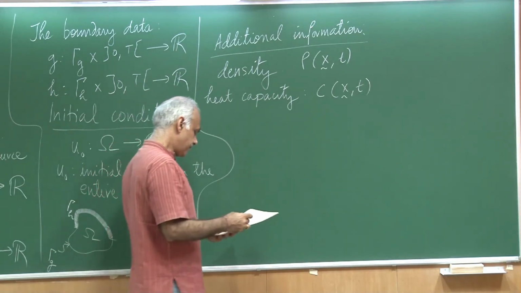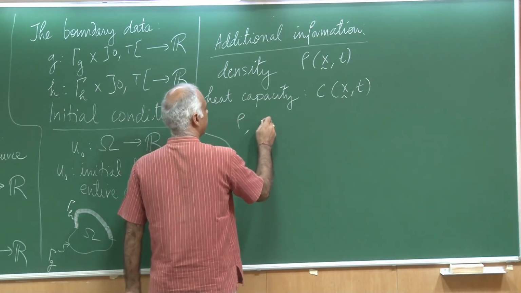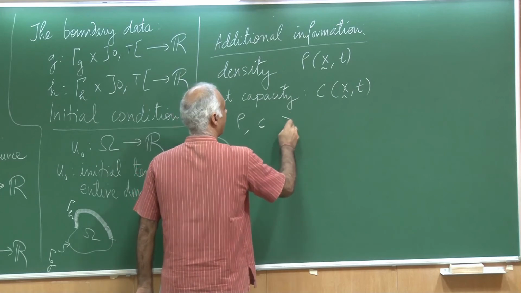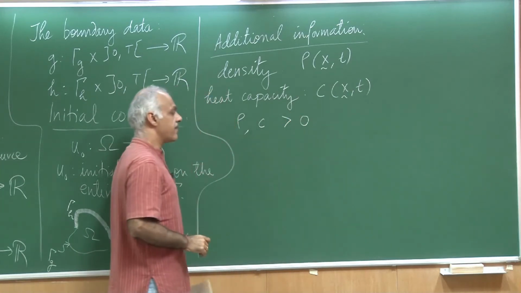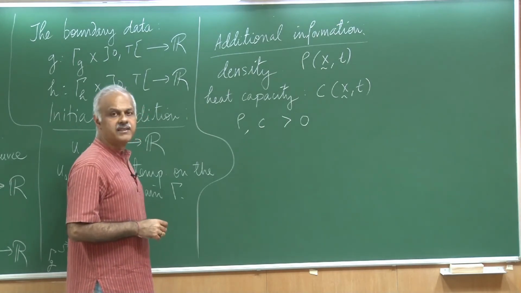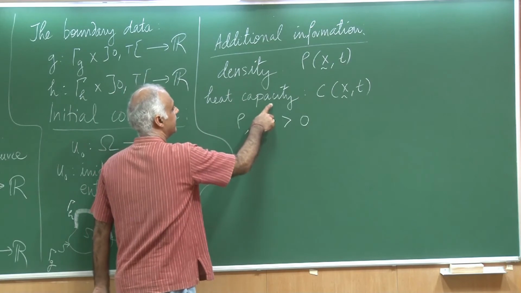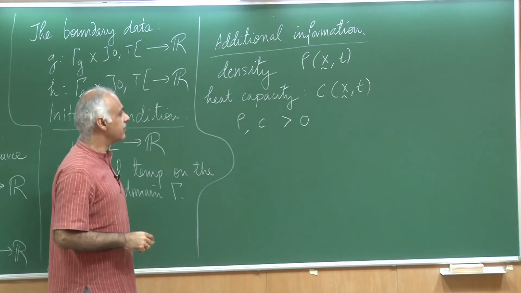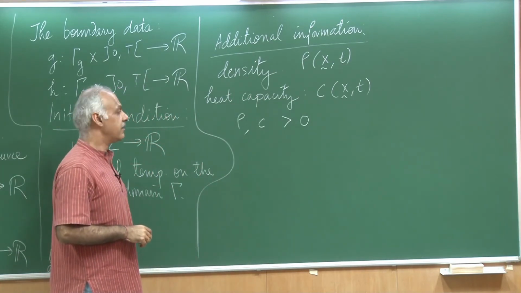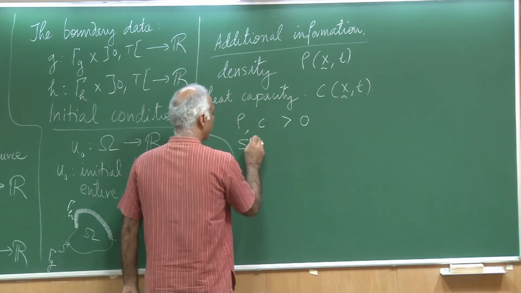Please notice that rho as well as C are always going to be greater than 0. This is demanded by the physical laws. I cannot have a material which has negative density, and of course, I cannot have a material which has negative heat capacity. So, now we can write down the strong form of the problem.